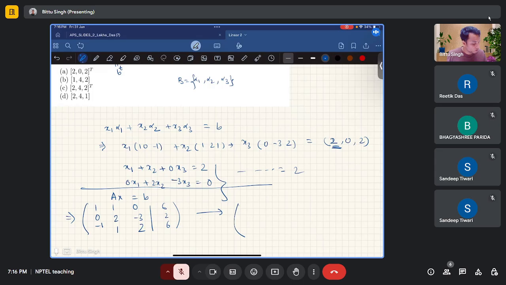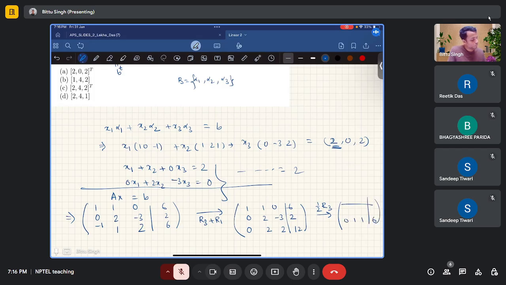So again we'll perform the row operation. It will be R3 plus R1. The first row is 1, 1, 0, 6, and the third row is 0, 2, minus 3, 2. If you add R3 plus R1, it will be 0, 2, 2, and this will be 6 plus 6, which is 12. Now I'll exchange those two rows, and another thing is half times R3. Half times R3 will give you 0, 1, 1, 6.